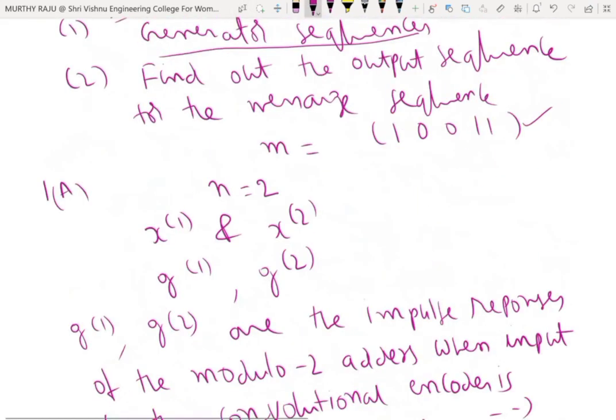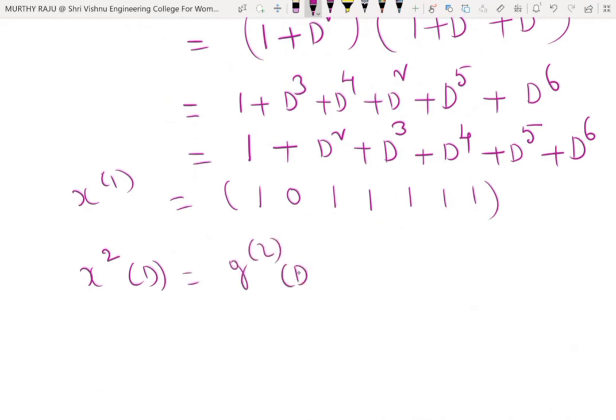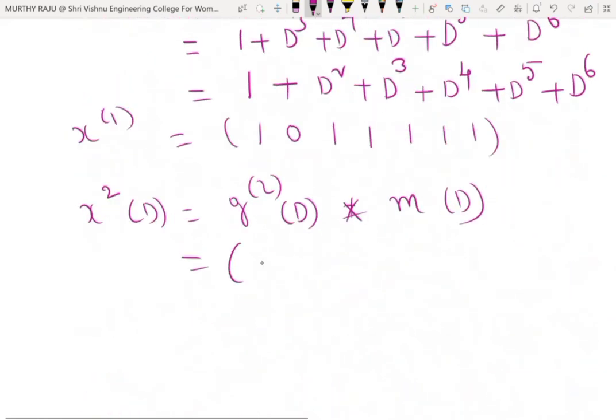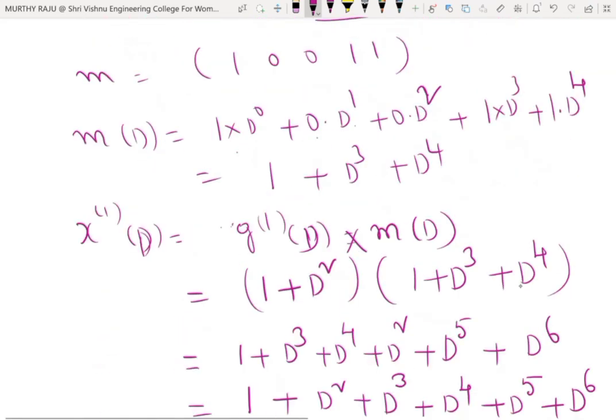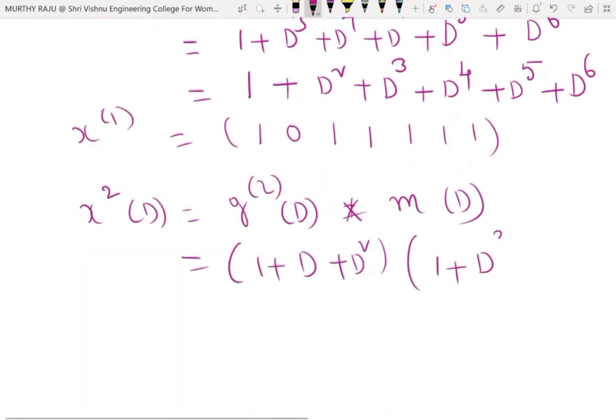Next, coming to the second one, x2 of d is equal to g2 of d into m of d. g2 of d is equal to 1 plus d square, into m of d, which is 1 plus d cube plus d power 4.